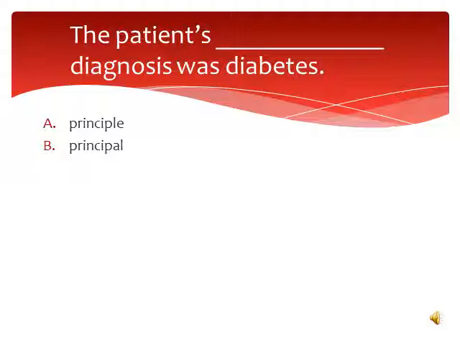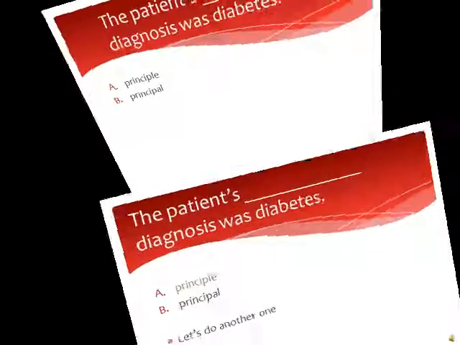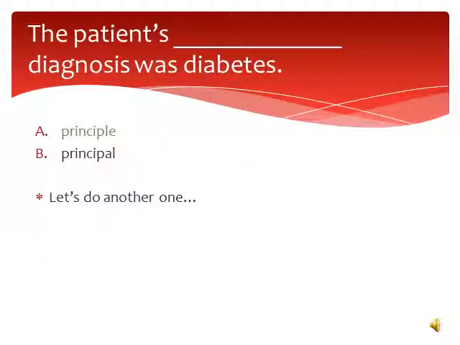Now let's look at the word principle. The patient's principal diagnosis was diabetes. Which principle is right, P-L-E or P-A-L? Take a look on the next slide. B is correct. Principal, P-A-L.